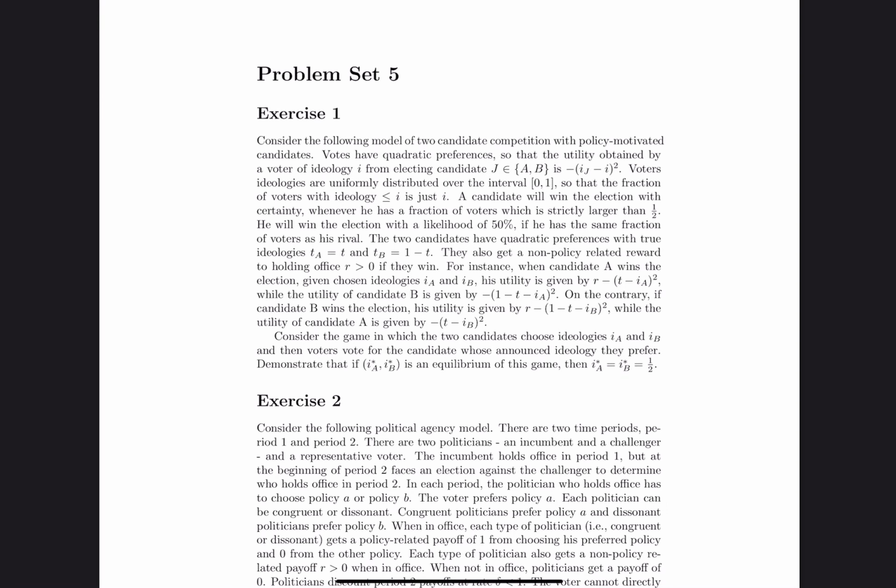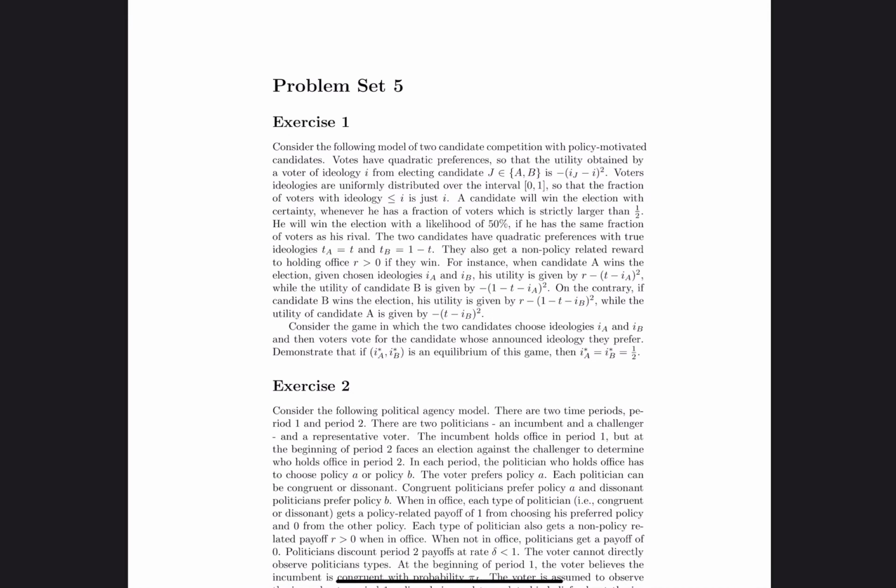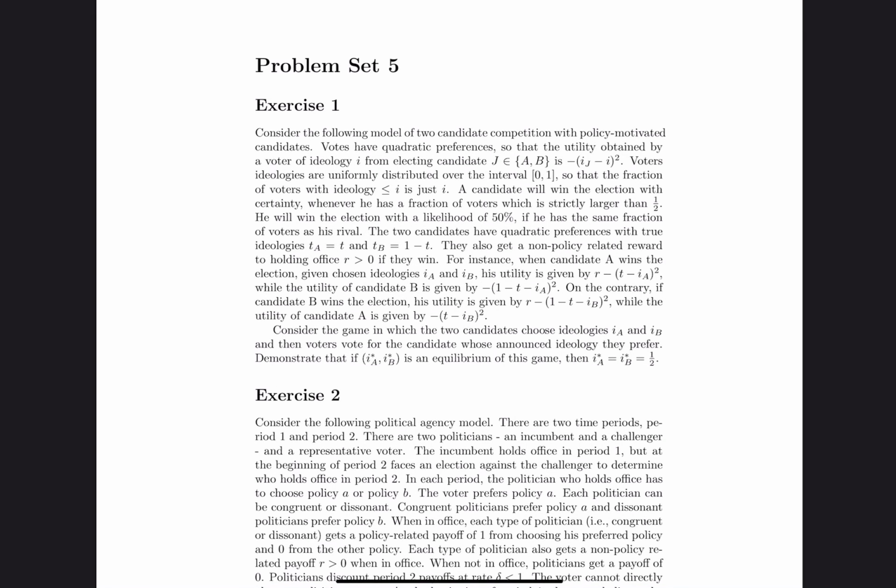So welcome everybody to this week's problem set, which is problem set number 5, and we'll deal with the topic of candidates and voting. So let us start with exercise number 1.